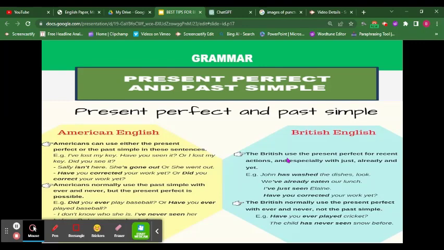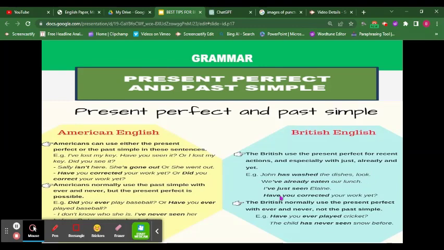Now, in British English, the present perfect is used for recent actions, and especially with just, already, and yet. For example, John has washed the dishes.